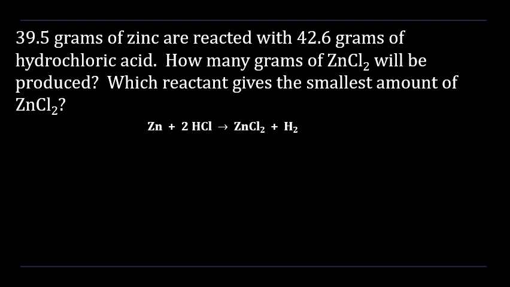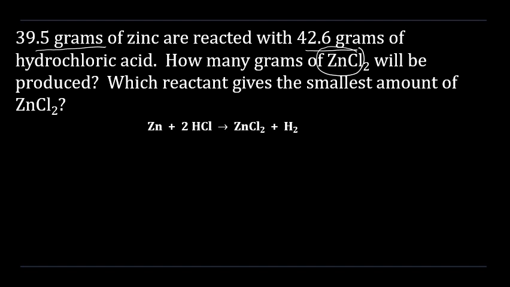Here is another question. 39 grams of zinc are reacted with 42.6 grams of hydrochloric acid. How many grams of ZnCl2 will be produced? Which reactant gives the smallest amount of product? That means we have to find the limiting reagent, and they specifically said which product we have to consider, that is ZnCl2. So I will first find with the Zn, and then I will find with the hydrochloric acid, and then I will see which one gives the lowest number of moles.